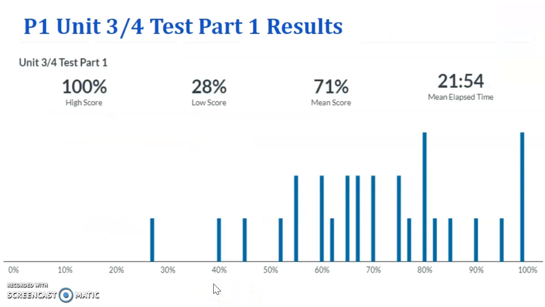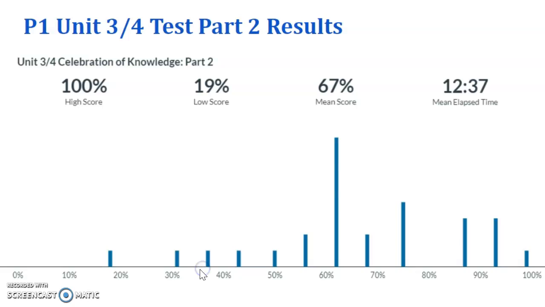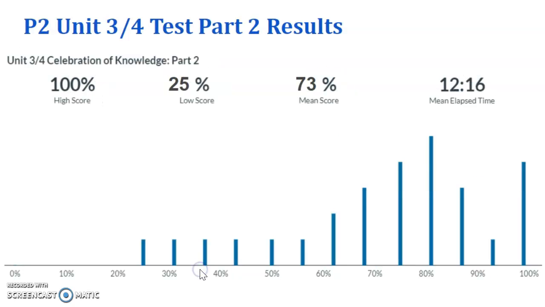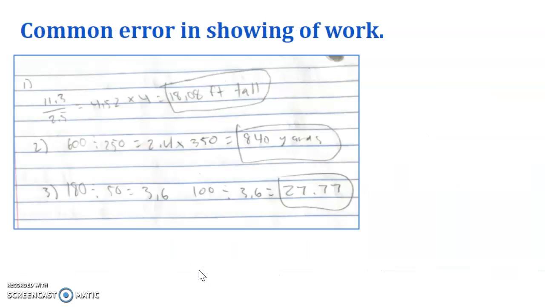First thing we did was to go over the test results from Unit 3, Part 1 and Part 2, or Period 1 and then Period 2. Also, we went over some common errors in showing of work.